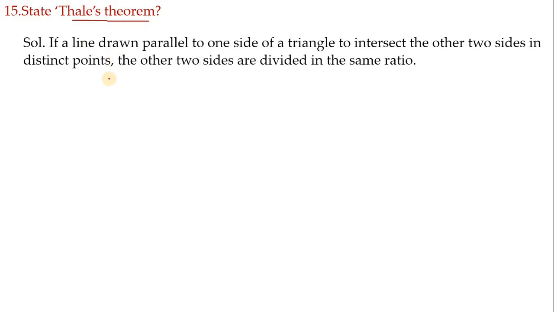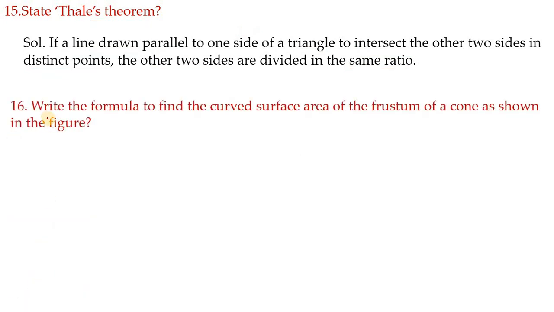Next, let us move on to another problem. State Thales theorem. This is very easy. Directly write the Thales theorem statement. If a line is drawn parallel to one side of a triangle to intersect the other two sides in distinct points, the other two sides are divided in the same ratio. This is the Thales theorem statement, and Thales theorem is very important for this academic year. So practice well. Next, let us move on to the last question of today's session.